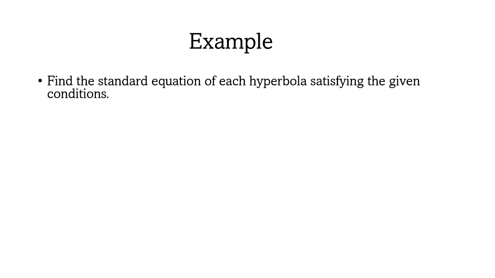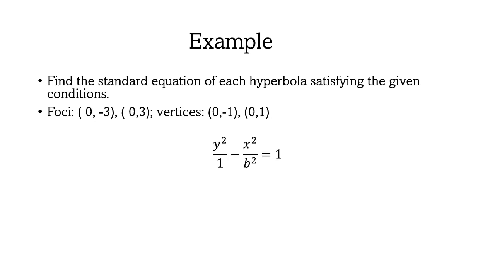Now we need to find the standard equation of a hyperbola satisfying the given condition. We have foci (0, -3) and (0, 3), and vertices (0, -1) and (0, 1). So we notice the vertices, we have the y coordinate of the vertices. So that's where the 1 goes. So that's my a squared. So my a squared equal 1. And since we have all the y coordinates, we're going to start with y squared.